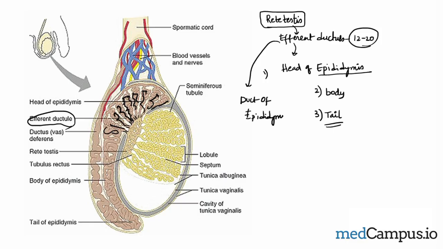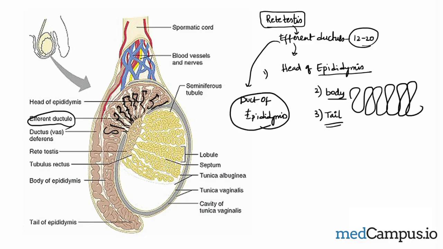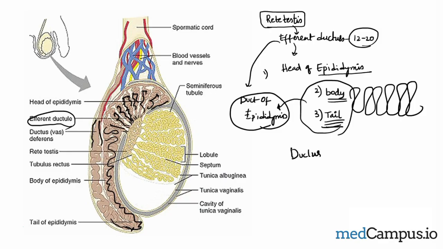After the union, this duct of epididymis again convolutes, and this convolution forms the body and tail of the epididymis. So the body and tail of the epididymis are formed by the convolutions of the duct of epididymis. You can see the convoluted duct of epididymis forming the body and tail. At the terminal end of the tail, these convolutions straighten up and open into the final structure called the ductus deferens.